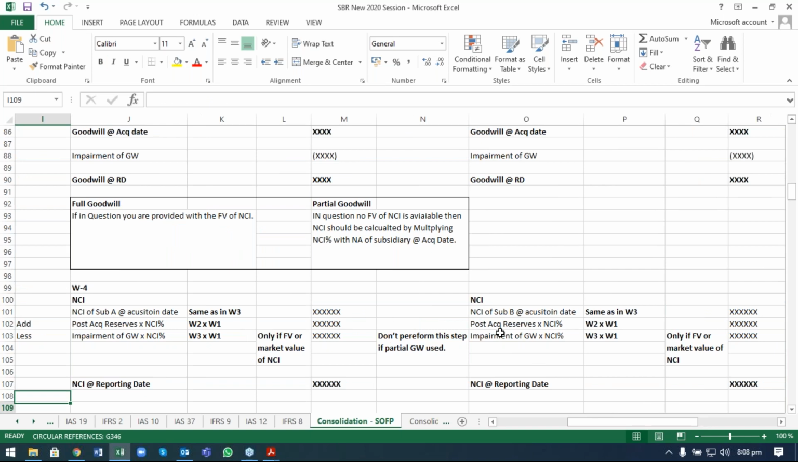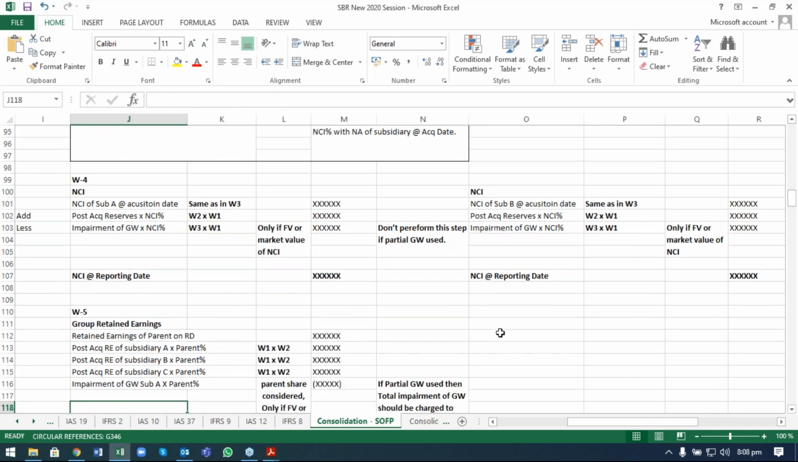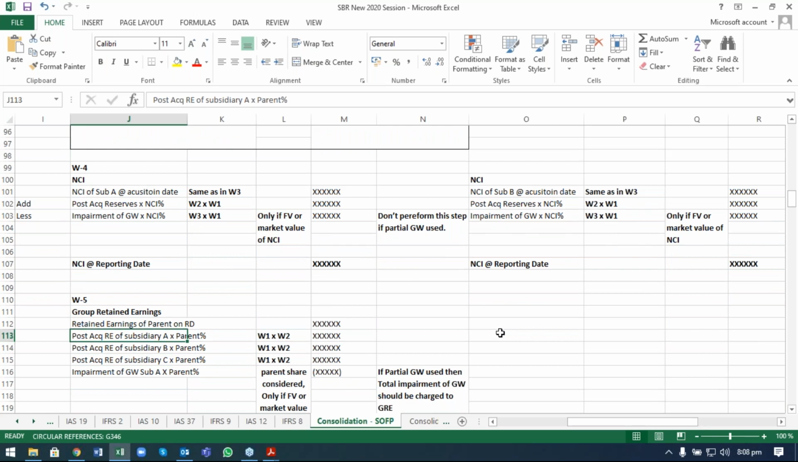Next step is the group retained earnings. This group retained earnings is a single working for all these subsidiaries. Group retained earnings includes retained earnings of parent on reporting date. You have to add post acquisition retained earnings, which was provided in working number 2, which we have looked into, multiplied by working 1.